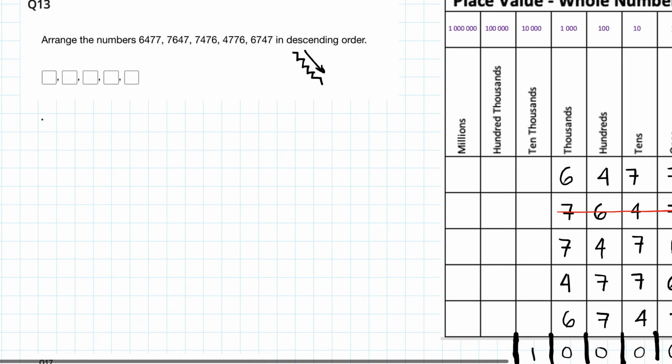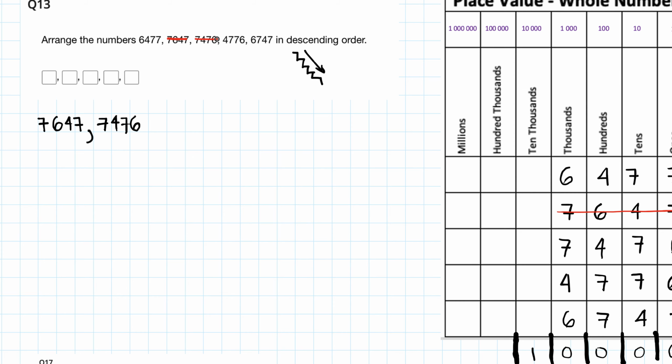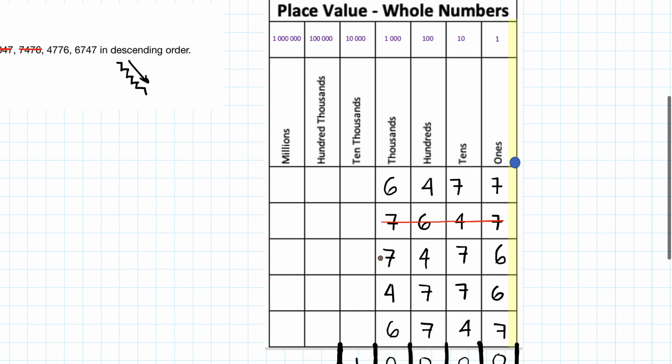You have to write it in those boxes in your Jack Plus, but you also have to write it in your book. So I have 7,647, and then I'm going to put the comma. Do you notice how I cross it out so I don't get confused that I already have done that one? Wonderful. And then I know that the next one is going to be the other one that I was looking at, the 7,476. And then I cross it. Wonderful. And then which one is my third largest?